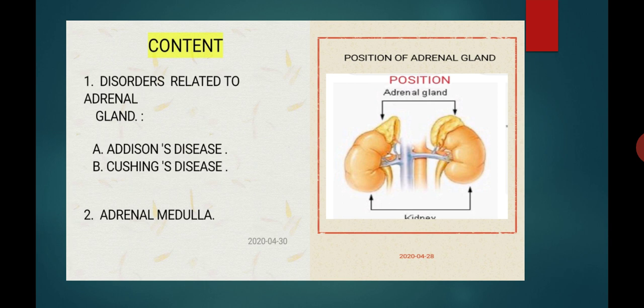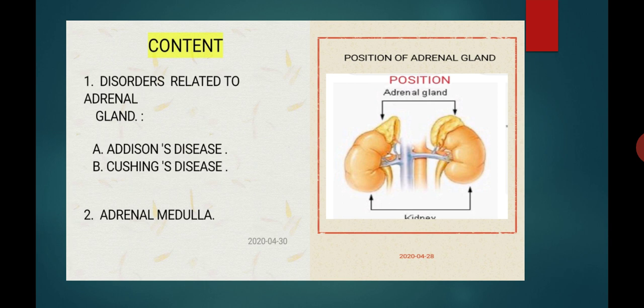There are two disorders related to the adrenal cortex. One is called Addison's disease, and number two is Cushing's disease. Students, we will also see the structure of the adrenal medulla, its hormone and their function.